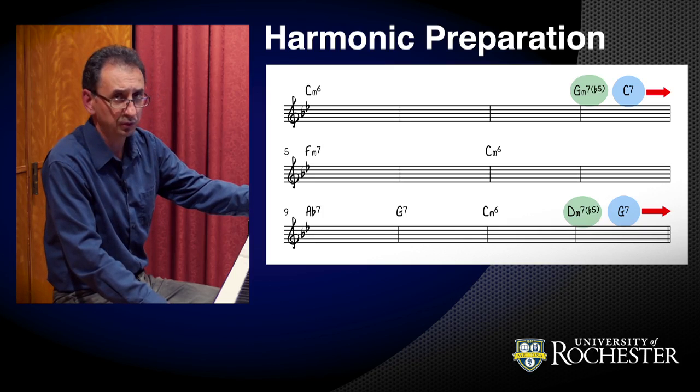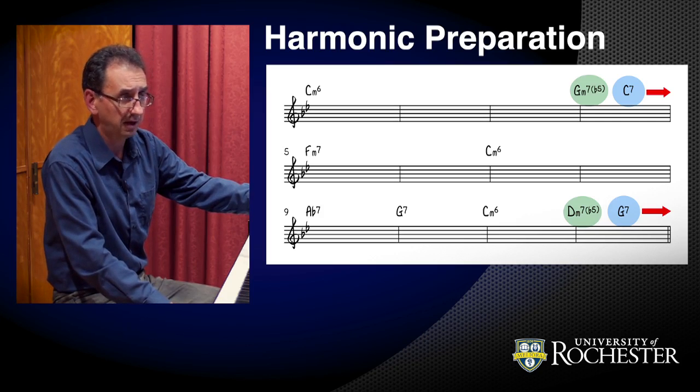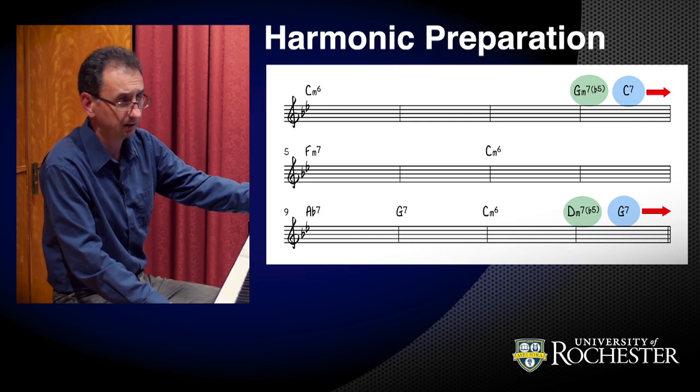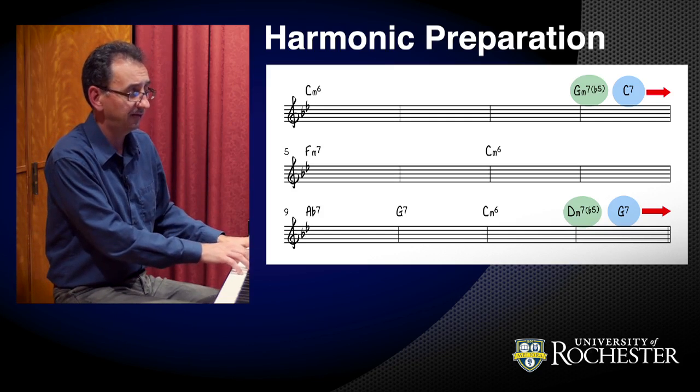So the quality of the 2 chord has to be modified. We won't be dealing with minor 7 chords, but we have to deal with minor 7 flat 5s in order to be consistent, grammatically correct within the minor key area. So the sound of the 2-5 would be like this.